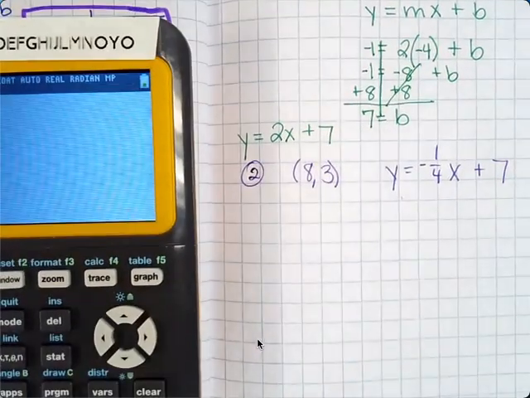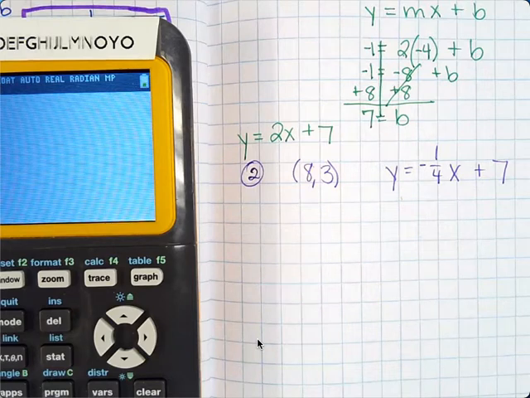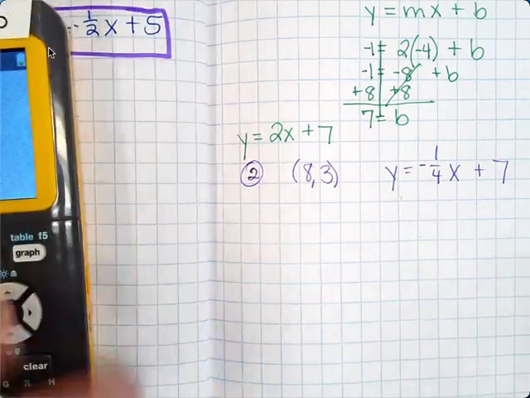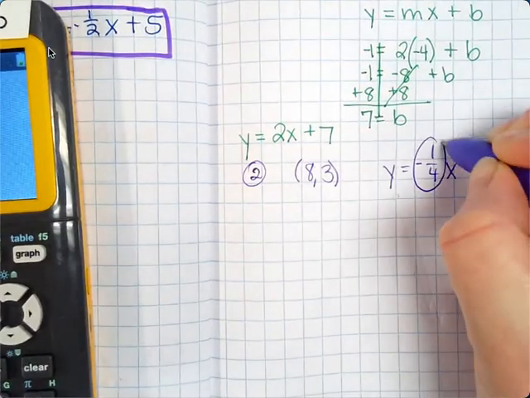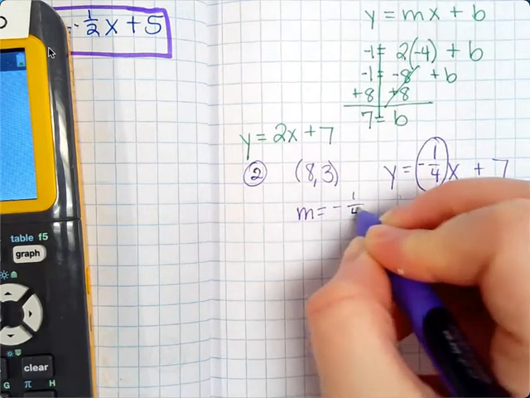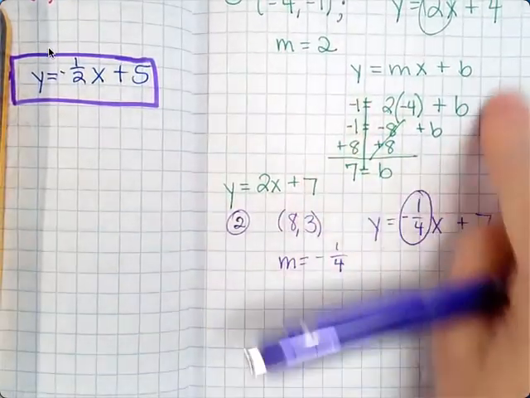So our second problem says write the equation of the line that's parallel to y equals -1/4 x plus 7 and goes through the point (8, 3). So if it's parallel, what do we know about the slope? They're the same. So we're going to write m equals -1/4. And we're going to follow the same steps.